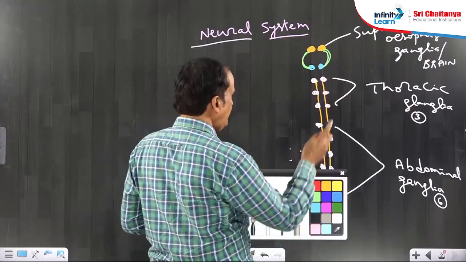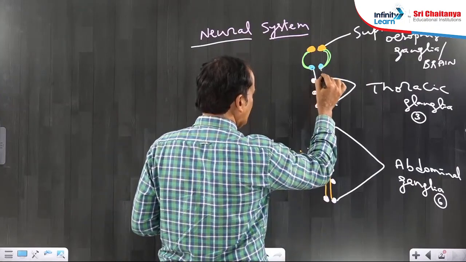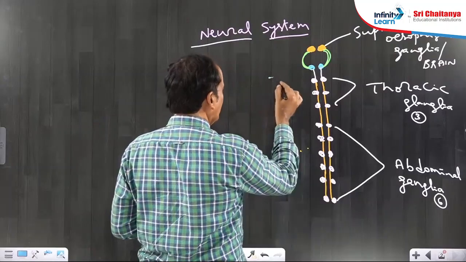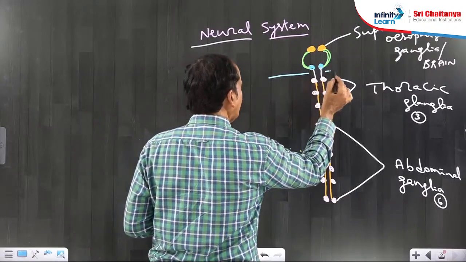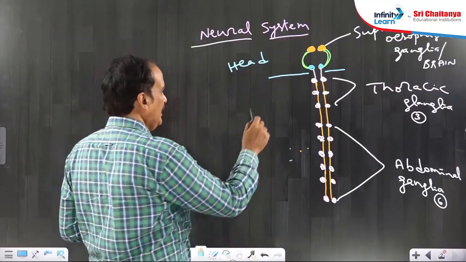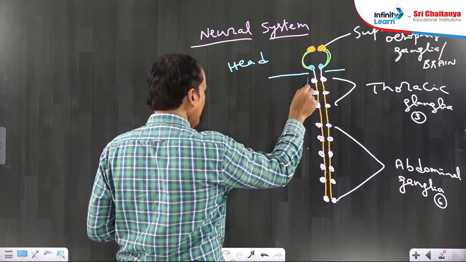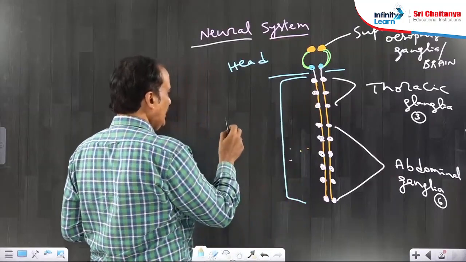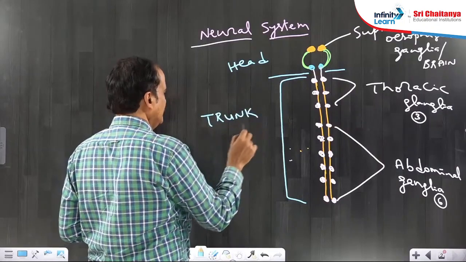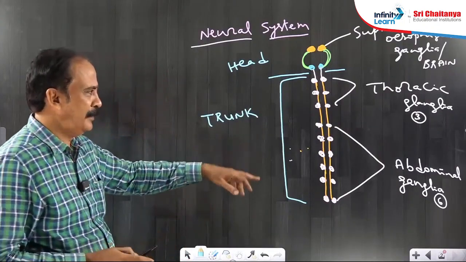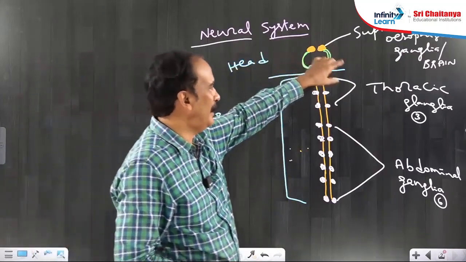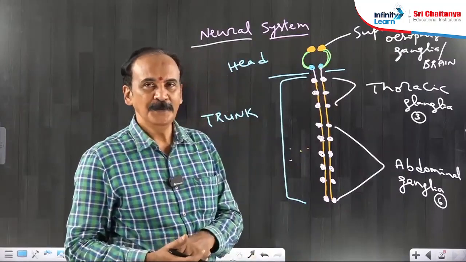And from this subesophageal, ventral nerve cord extends. So head region in cockroach contains only this part. This part of the nervous system is present in the head region, and the remaining part, right from here, is all there in the trunk region, that is thorax and abdomen. These 3 will be there in thorax and abdomen, right? So head contains only the brain along with the ganglia called subesophageal ganglia.